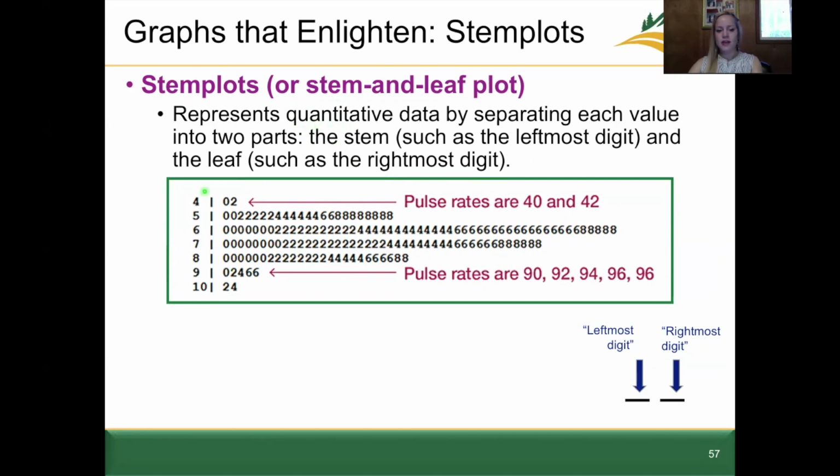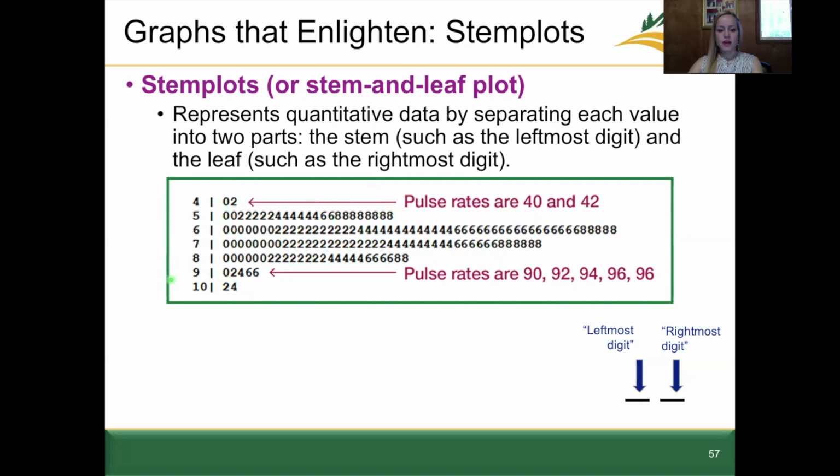So let's look at creating the stem plot. Here we have 4, 0, and 2. That means we have pulse rates in our data set of 40 and 42. Okay, so on the stem portion, we displayed the leftmost digit. In the leaf portion here, we're displaying the rightmost digit of 0 and 2. Okay, so you would go on and make this stem plot based on your other sets of data.